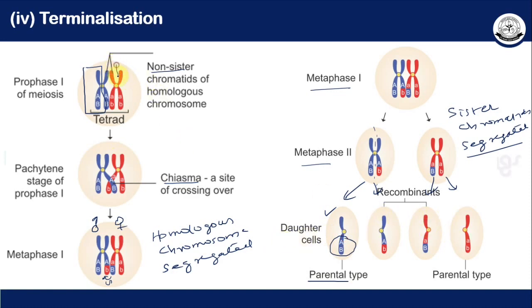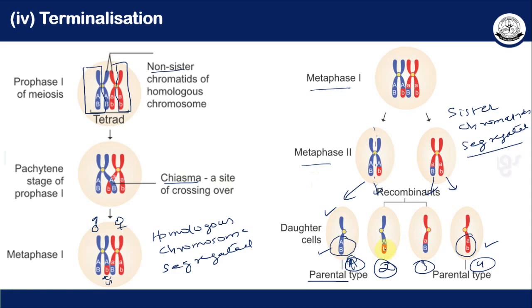Here, this one, the red color, the small a small b, this is also parental type. So let's give them names: 1, 2, 3 and 4. In this diagram, 1 and 4 are parental type, right? 1 and 4 remain exactly as the parental. And how about 2 and 3?